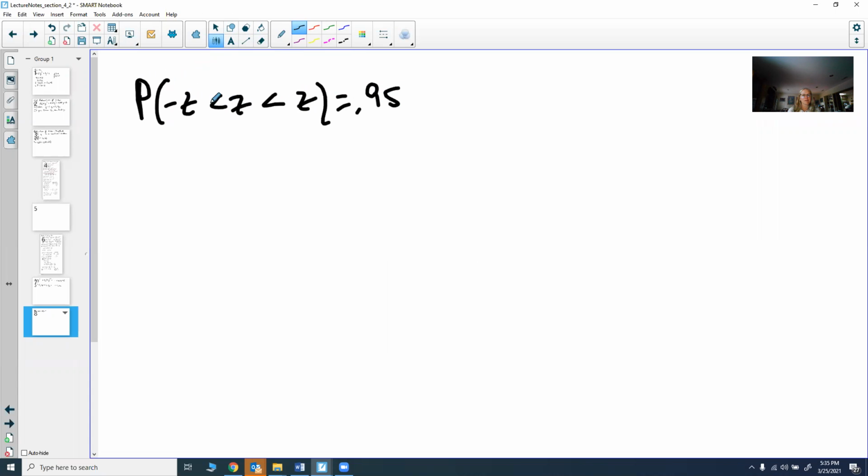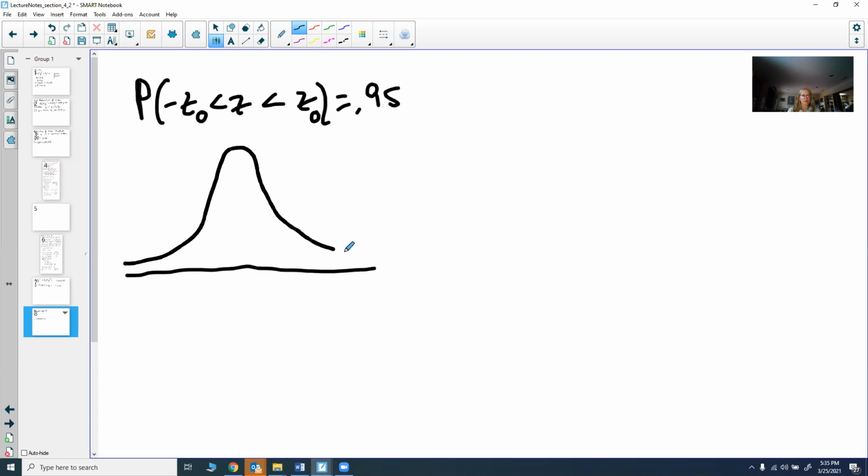Well, one thing I just noticed is I have too many z's in here. To make life a little bit easier, I'm going to call the lower one negative z0 and the upper one positive z0. It's just to make them look different than this other z, and that other z is just this axis here. We know that we're using z's, we have a normal curve, so we can draw a normal curve here. Because this is z's, we know it's a standard normal curve, so the center is 0. So this axis is the z-axis.